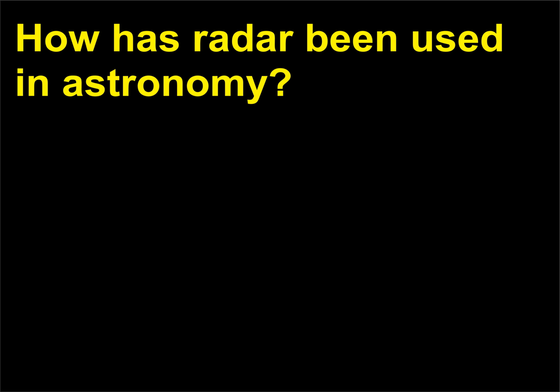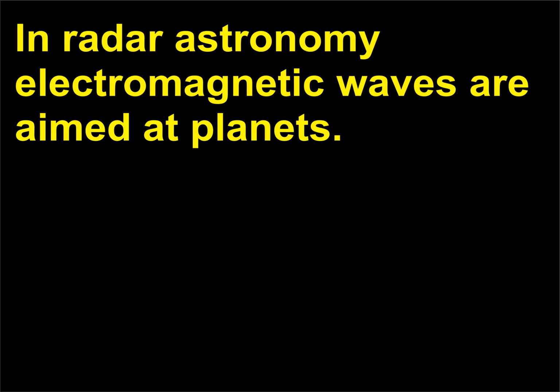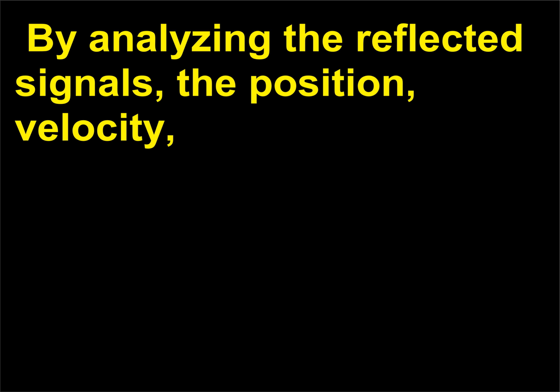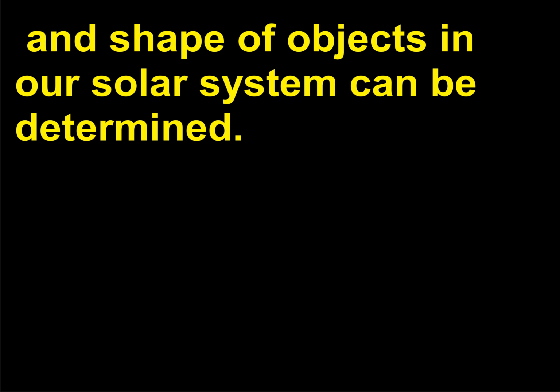How has radar been used in astronomy? In radar astronomy, electromagnetic waves are aimed at planets. By analyzing the reflected signals, the position, velocity, and shape of objects in our solar system can be determined.